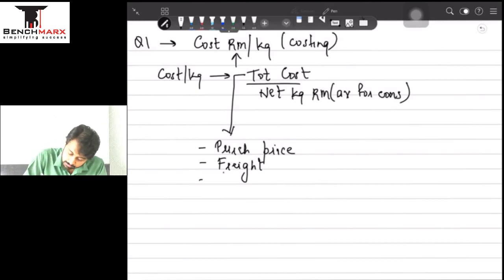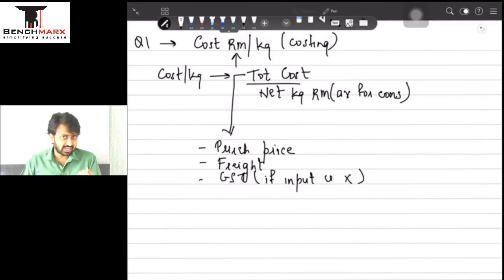Okay, then comes something called GST. Now GST is also a part of cost, because I am going to pay GST while buying the goods. But there is an exception to this. This cost will only be a cost if input credit is not applicable, which means if we have input credit available, then GST will not be a cost. If the question says that GST credit is not available, only in that situation the GST becomes my cost.